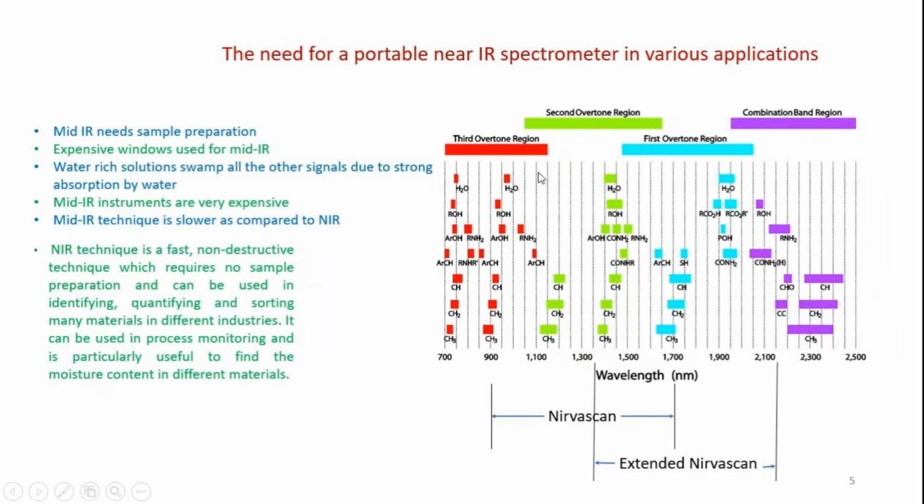Here is the absorption band diagram. The two NIRvaScan instruments that we have are 900 to 1700, so it mostly focuses on the second overtone region. And we also have an extended NIRvaScan that works in 1350 to 2150, in the first overtone region.